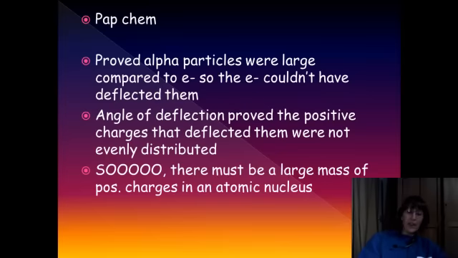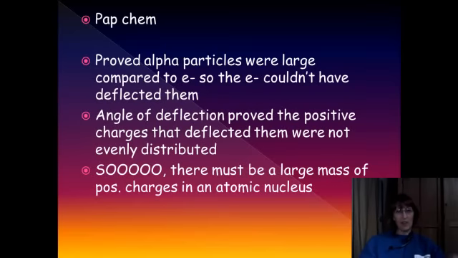It also proved that the alpha particles were large compared to the electrons, so the electrons couldn't have deflected them. They were too massive compared to the electrons. It wasn't the electrons that were doing the deflecting. The angle of deflection proved that the positive charges that deflected them were not evenly distributed.